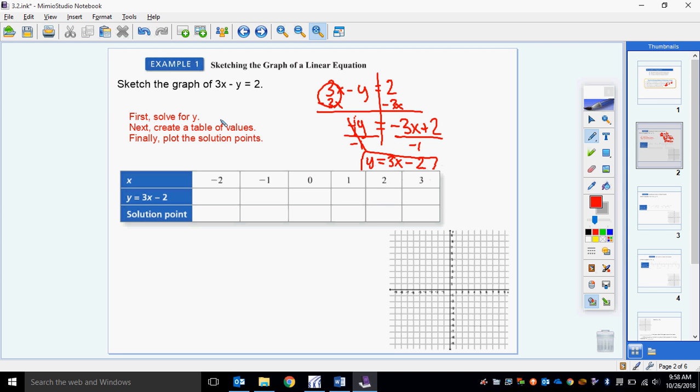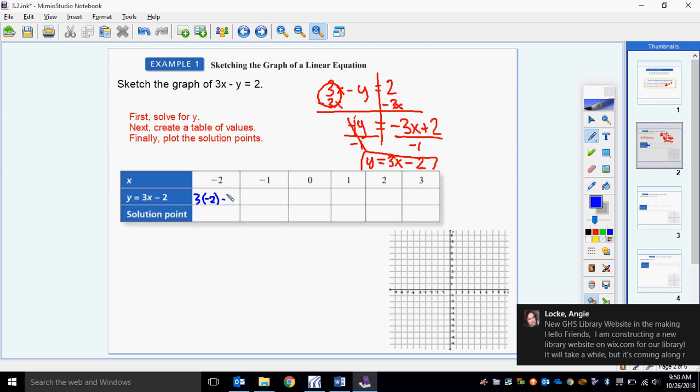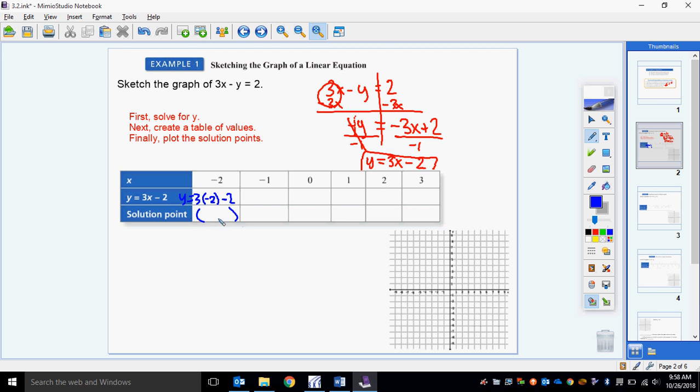Next, I'm going to create a table of values. What that means is, again, we want to plug in for x and solve for y in this equation. So now it becomes 3 times this x value, negative 2, minus 2, and remember that pops out the y. That's going to be equal to y, so that'll be a solution point, the y value. So 3 times negative 2 is negative 6. Minus 2 would be negative 8. That's the y value, but the x value that we plugged in was negative 2.